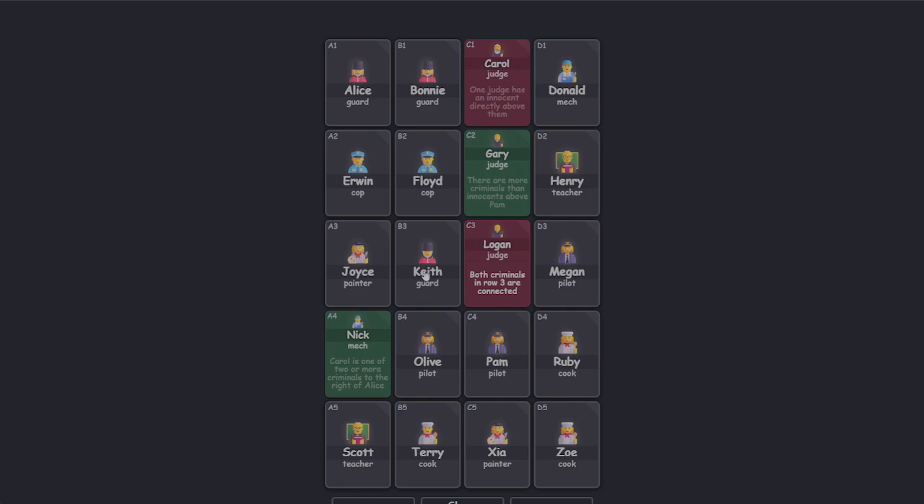So either Keith or Megan is a criminal, but not both. But that doesn't tell us which one, and I don't have any other clues. That tells us that Joyce must be innocent, which is correct. Okay, so I don't need that clue anymore. Gary and Logan only have one innocent neighbor in common. I don't think... Oh, that's interesting.